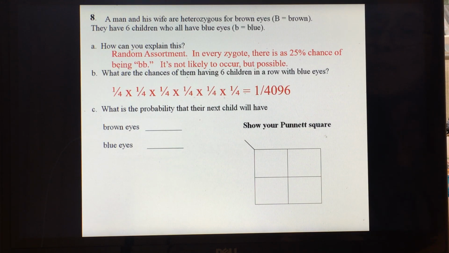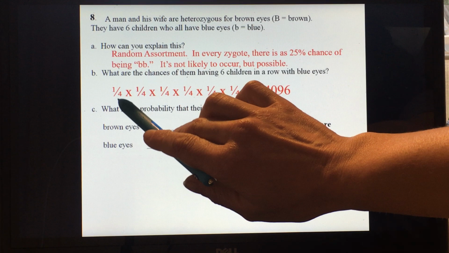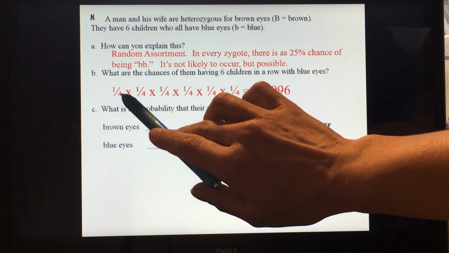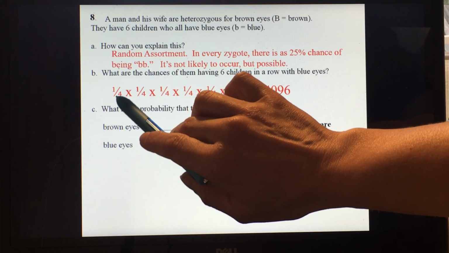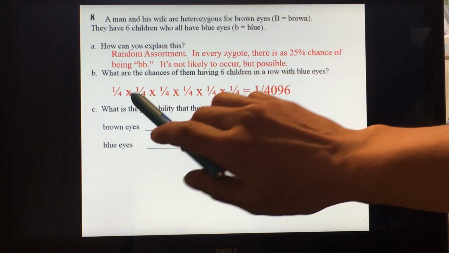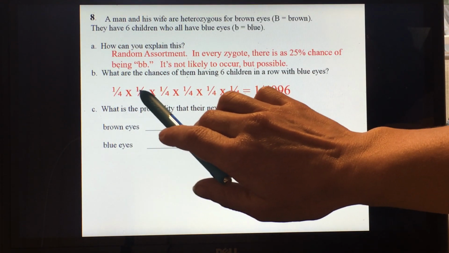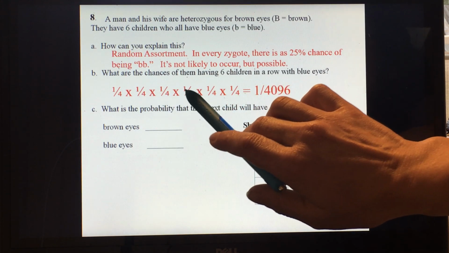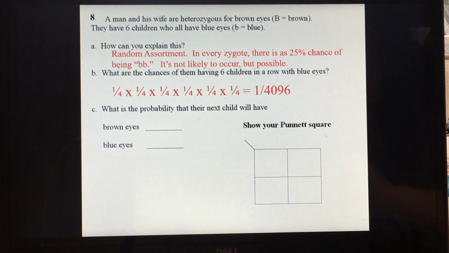So the first law of probability states that if you want to know the chances of 2 events occurring together, you have to find the product of their individual probabilities. So that means you have to find the fraction of each of those chances and then multiply them. So each time they produce offspring, there is a 1/4 chance of having a blue-eyed child. And if you want to know how likely it would be for that to happen 6 times in a row, it would be 1/4 times 1/4 times 1/4 times 1/4 times 1/4 times 1/4.